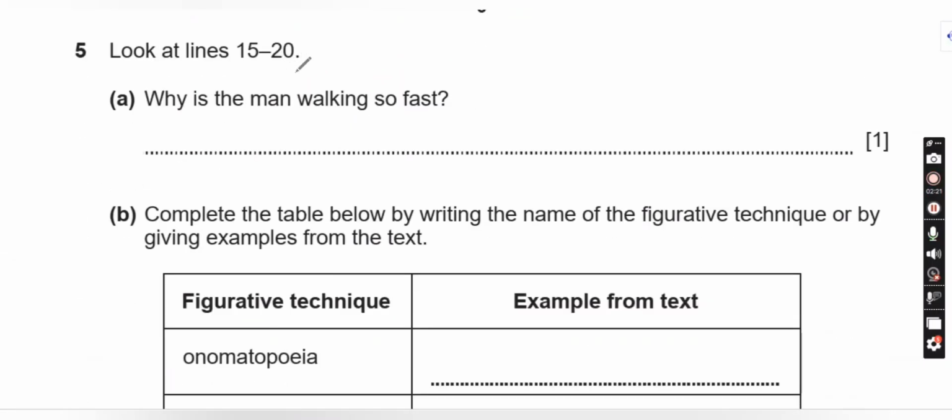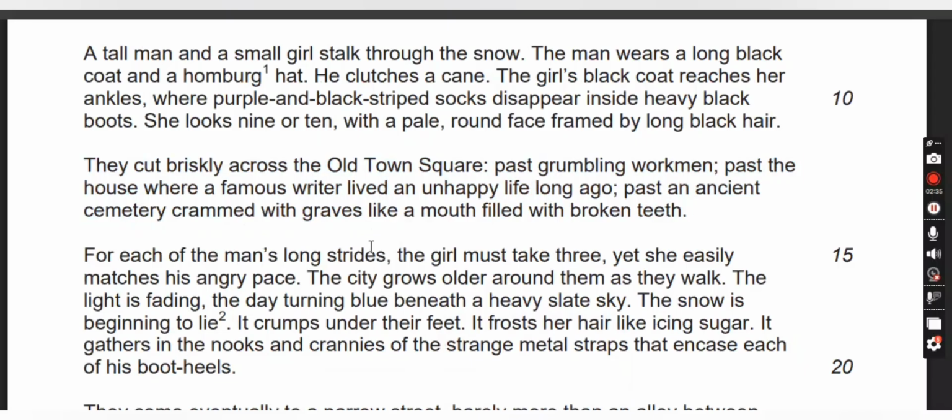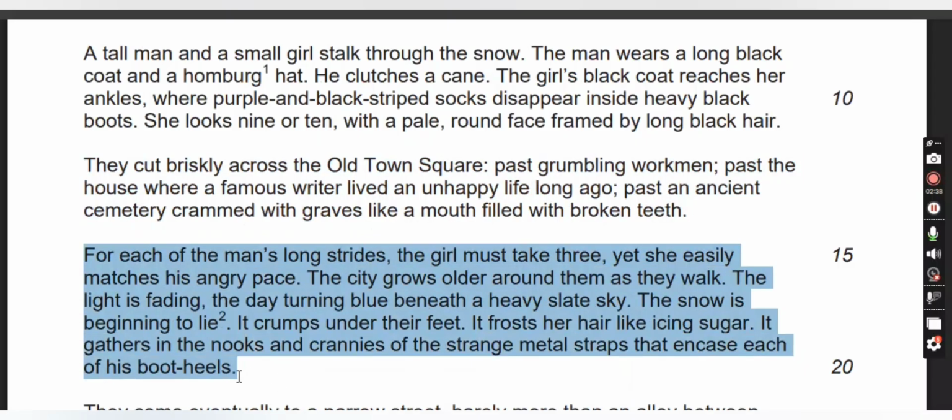Okay, look at lines 15 to 20. Why is the man walking so fast? Maybe running from something? I don't know. Let's check, 15 to 20. It will be the whole paragraph and the next one. Okay, for each man. Let's read. It's here. Read it and tell me why he was walking so fast. I highlighted it for you so you can read it and tell me why he was walking fast.